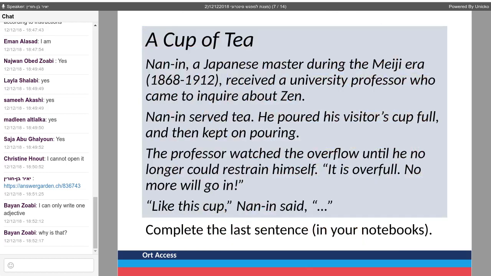Okay, it's a short Zen story, but as you can see, it's not complete. We've omitted the last sentence in the story. What you need to do is to read it, and then to complete the story, to write an ending to this story. Okay, write the last sentence in your notebooks, according, of course, to the story. Make it relevant to the whole story. Again, if you don't understand, raise your hand.